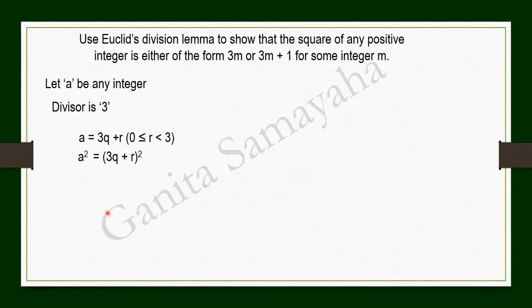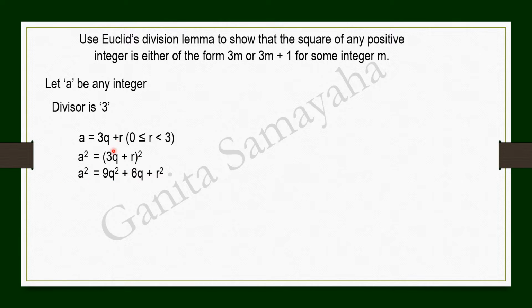So this is a binomial. We know binomial expansion. We use the formula a plus b whole squared. Okay, so we have a squared is equal to the first term squared. 3q whole squared is 9q squared.